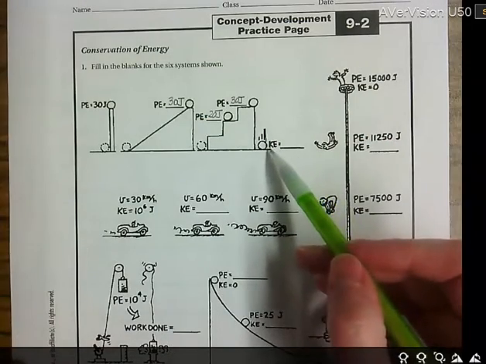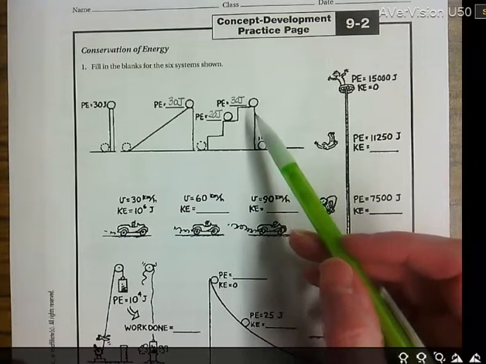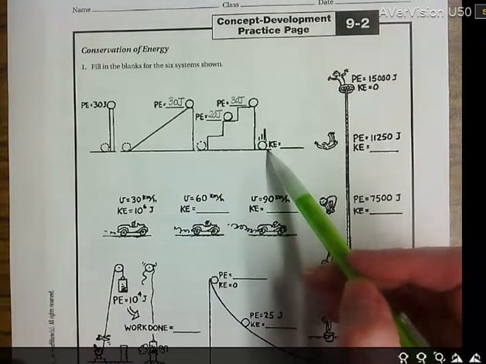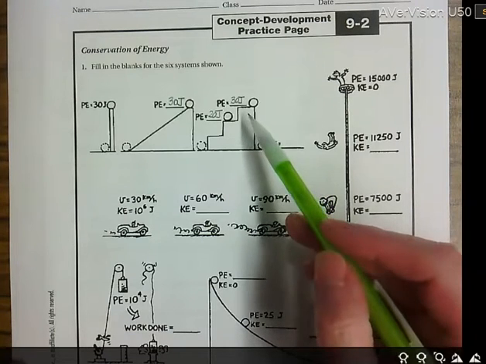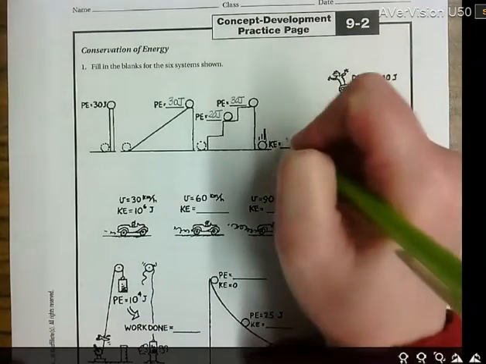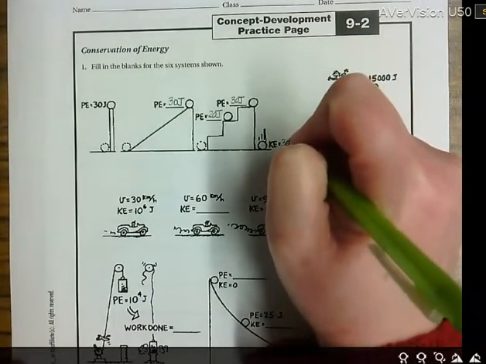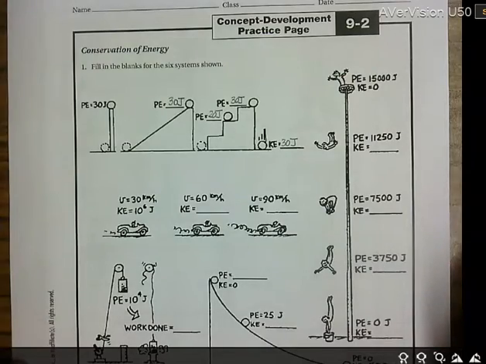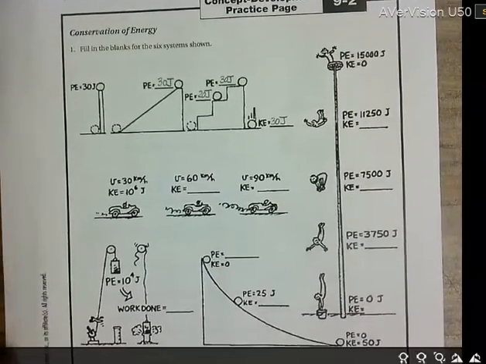And here, the kinetic energy that this ball has right before it hits the ground, in this case, it's not going to have any potential energy left because it's at the ground. So all of this potential energy gets transferred into kinetic energy. And so there's 30 joules of kinetic energy just before it hits the ground.